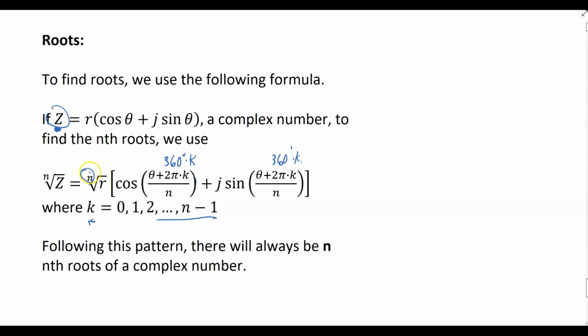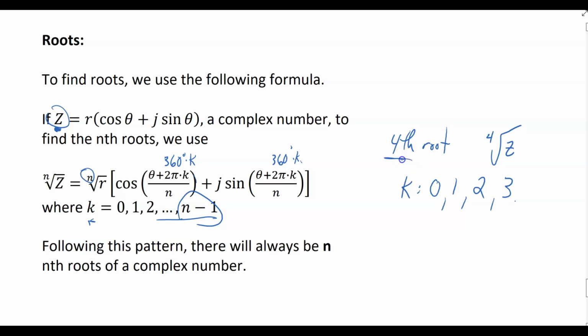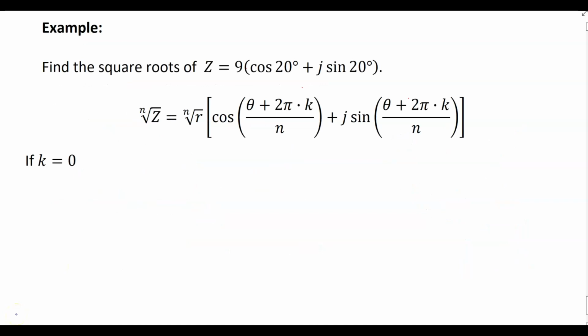That means if you are looking for the fourth root, then we would use k equal to 0, 1, 2, and 3, because 3 is 4 minus 1. This gives us 4 different versions of the root. That means for the fourth root, we will have 4 roots. Whatever number n is, it will indicate the number of roots that you will find of the complex number. All right, so let's take a look at an example.